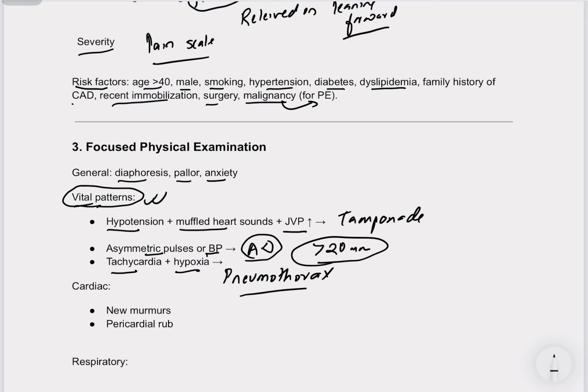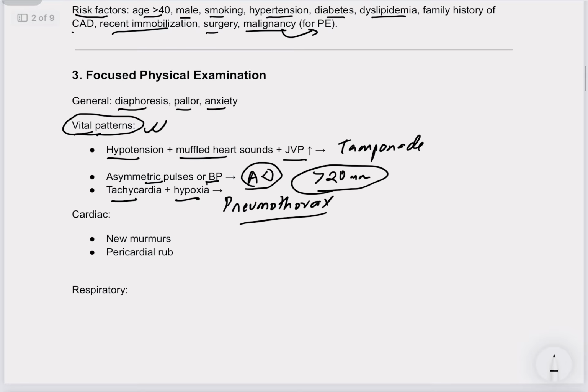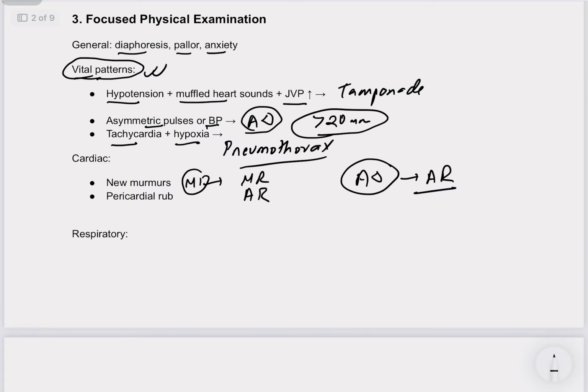This pattern helps us to know the disease. If there is a new murmur, it can be there in MI. MI might cause MR or AR. If there is rupture in papillary muscle or dysfunction, that can lead to a new murmur. In aortic dissection as well there can be AR, new onset AR. Pericardial rub can be there.